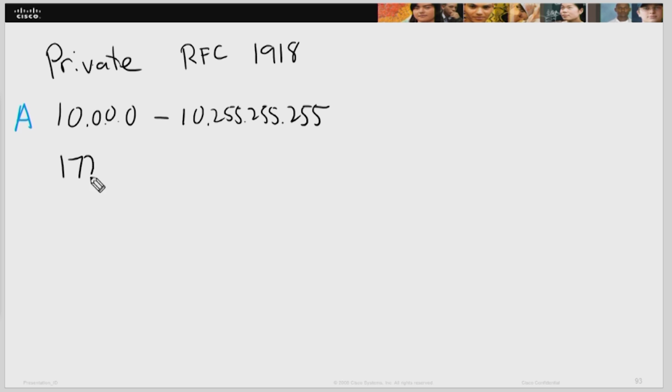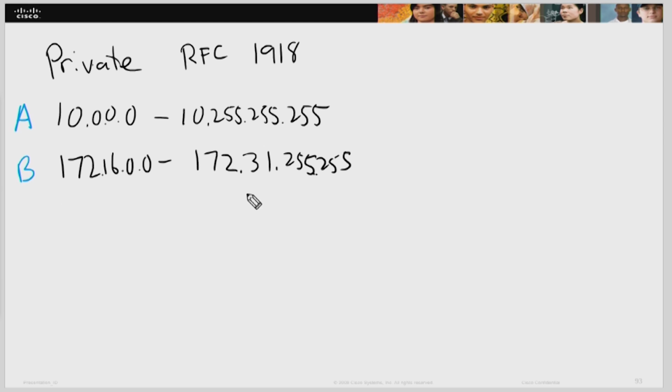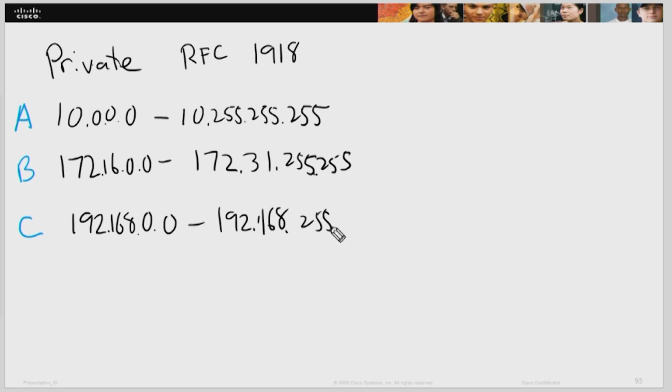We also defined 172.16.0.0 through 172.31.255.255 as the Class B private address space. So again, you can use these if you want to internally as well. And then the Class C IP address space is 192.168.0.0 through 192.168.255.255. These are the private IP address spaces that we work with. Again, most companies today use these internally.